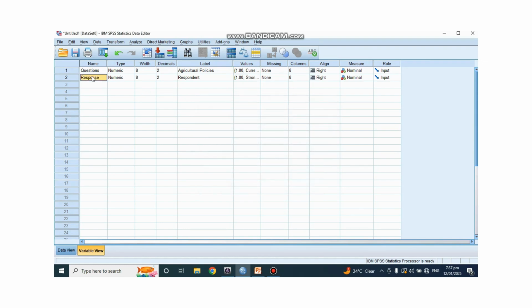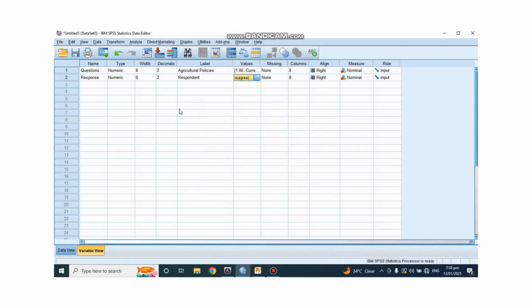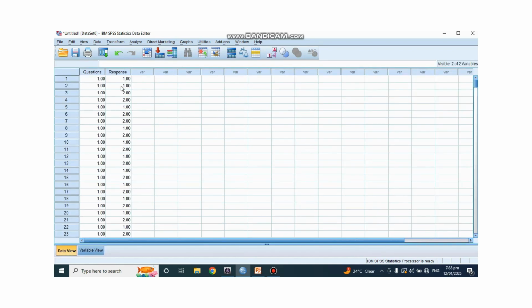So the response from our respondents is Likert scale data. So they are to agree: 1 for strongly disagree, 2 for disagree, 3 for neutral, 4 for agree, and 5 for strongly agree. So the respondents choose based on their level of agreement. After settling the variable view, we go to the data view. In the data view, we are going to input the various responses to the various questions. So 1 represents the first question on current policy, and so on.